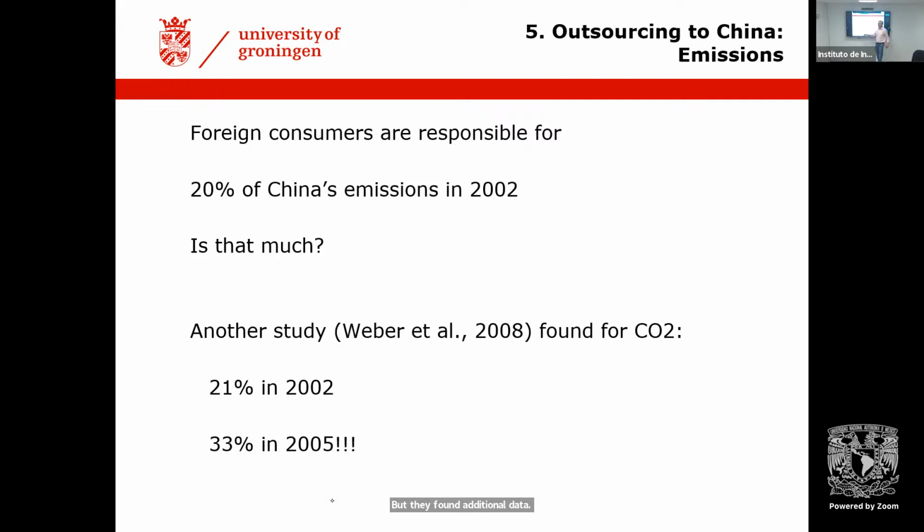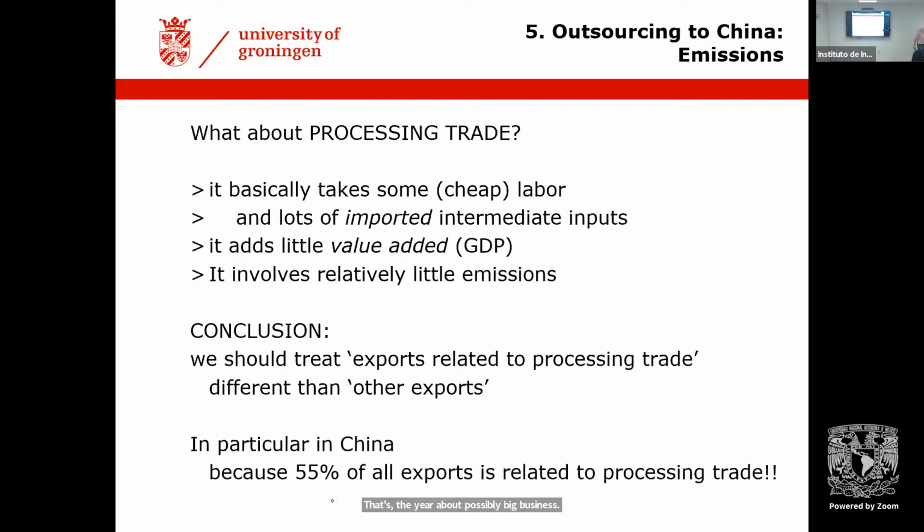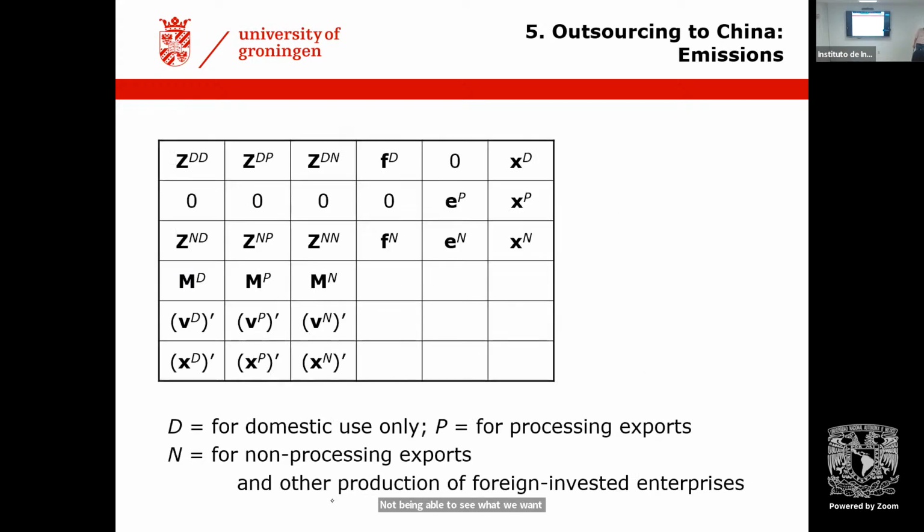So that was for us very alarming. Whoa, we're talking here about possibly big business. I'm not talking about peanuts. Now we get the whole story again. It's about not being able to see what we want to see. So again, we're going to use this tripartite partitioning of industry types: domestic use only, processing exports, and non-processing exports and other production of foreign invested enterprises.